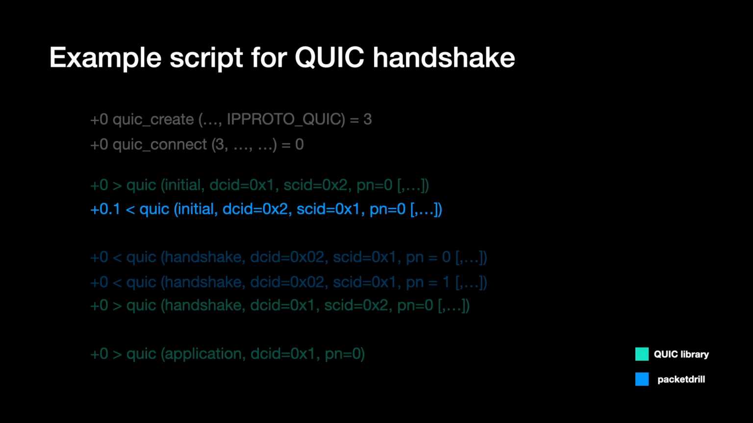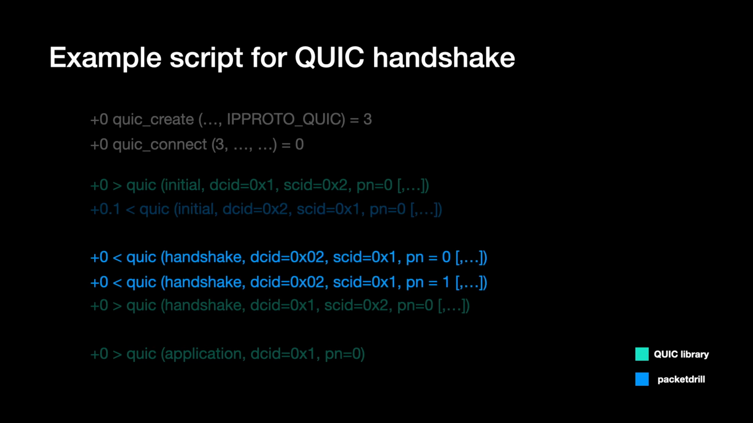Following it is the server initial reply, constructed and injected by packetdrill into the stack. Note that we use a delay of 100 milliseconds before injecting this packet to simulate an RTT of 100 milliseconds at the client. The injected packet from packetdrill is denoted by the less than sign.